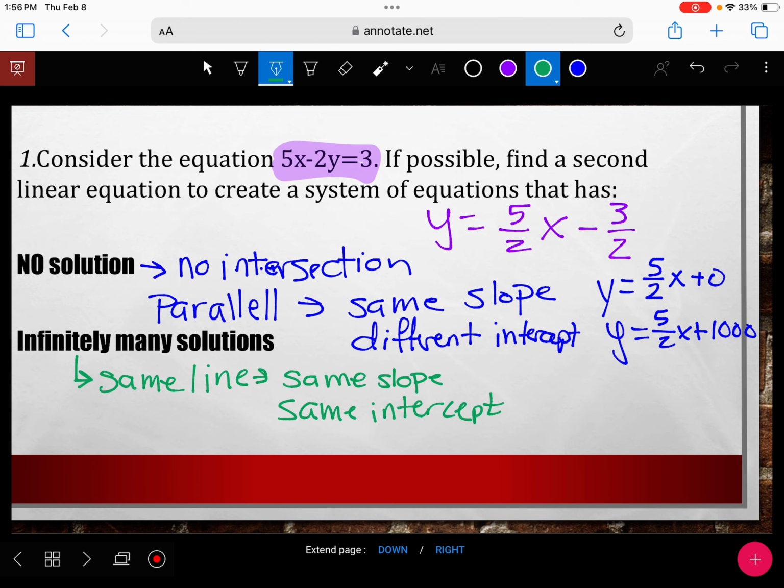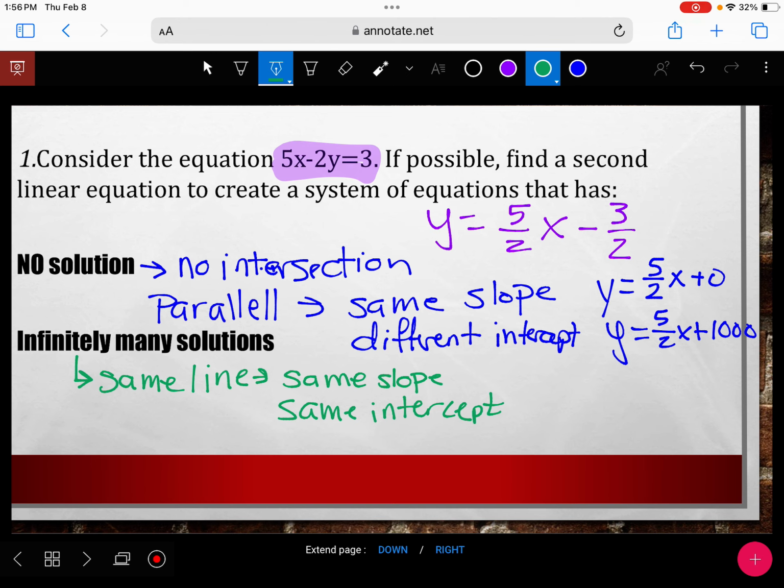Usually written either with a multiplier, so like on this one, the 5x minus 2y equals 3, if I said 10x minus 4y equals 6, I just multiplied everybody by 2. It'll give me the same answers, but it looks different. Usually we're trying to give you one that looks different. I don't care if you write me 100% exactly the same line. It's still the same line.